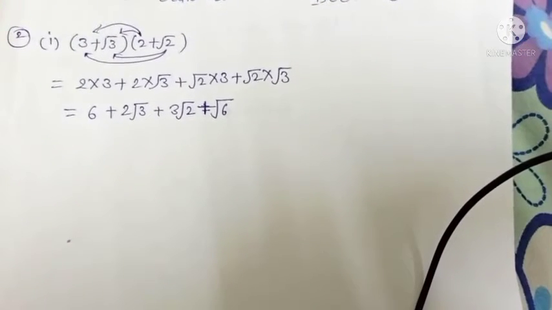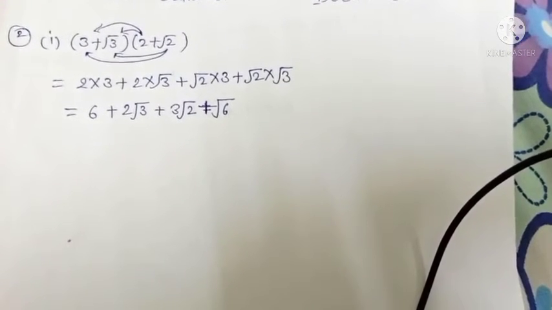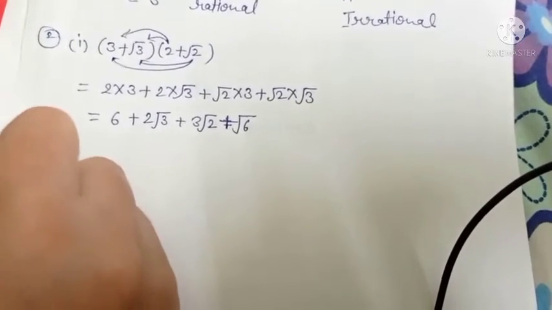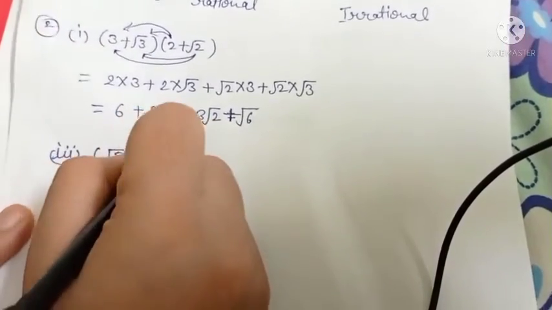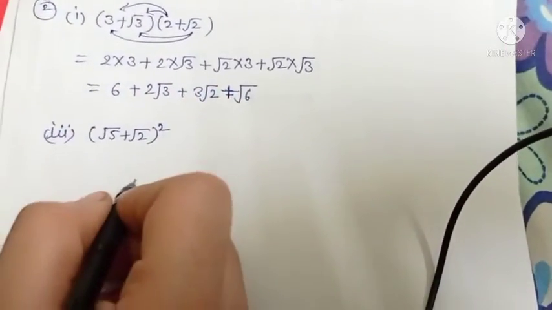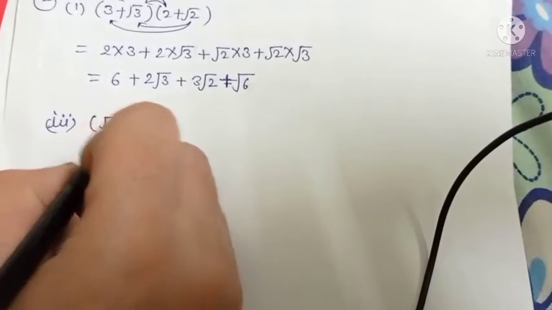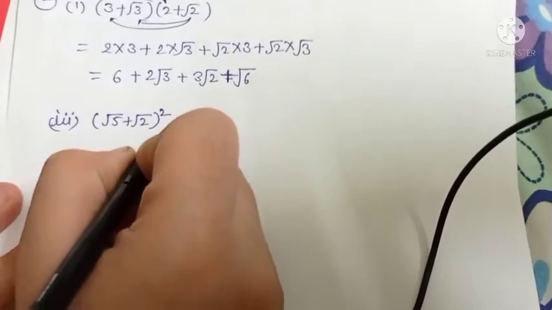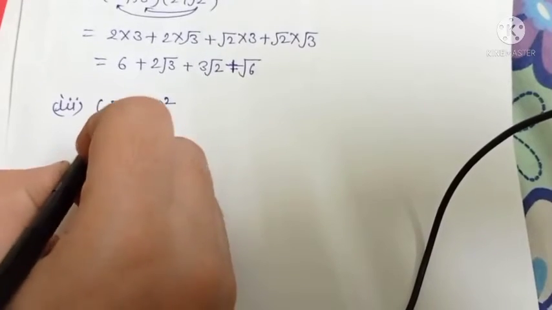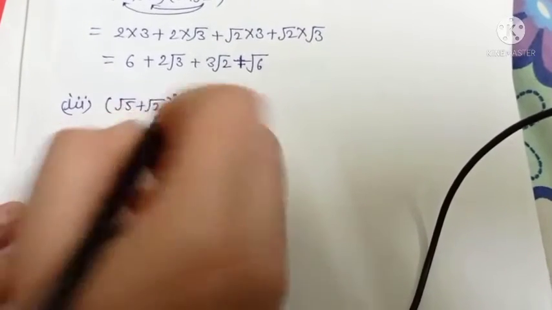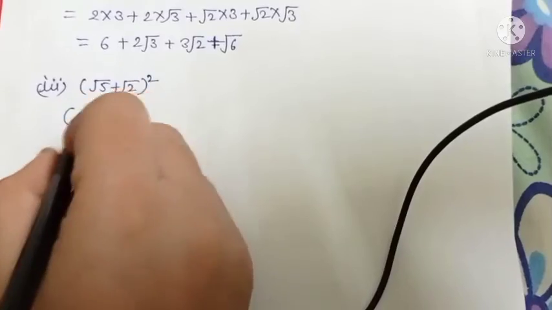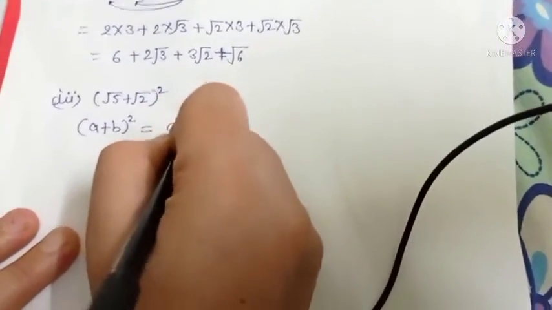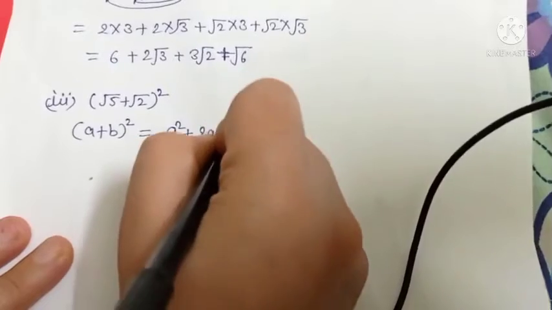The second question you have to do on your own and I am doing the third question. The third question is square of under root 5 plus under root 2. In this question we can apply the a plus b whole square formula. The formula of a plus b whole square is a square plus 2ab plus b square.